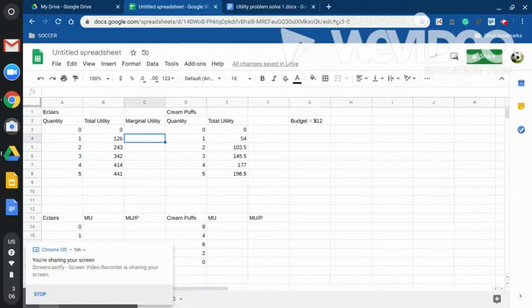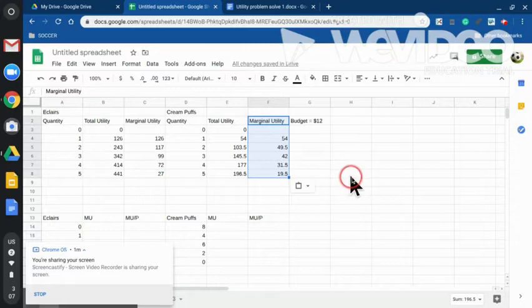All right. And so to do that, I'm just going to put a little formula into Excel here. And I'm going to take 126 minus 0. And I'm going to do that because then I can just really quickly copy that down. And then I can copy this whole thing and paste it right here and end up with my marginal utility for cream puffs.